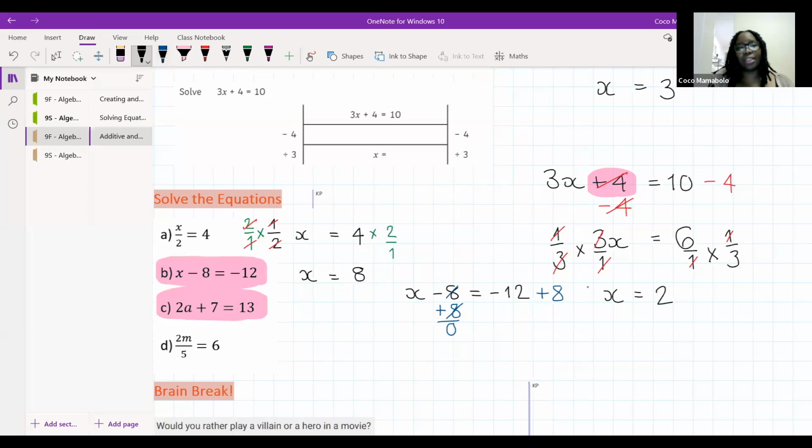What do I have left on my left-hand side? We're left with x. Good. X is equal to, and then I need to do negative 12 plus 8 on the other side. How much is that going to give me? It's negative 4. Excellent. So x is going to equal negative 4. You did that so beautifully. Just need to practice, okay? Because the more we practice, the quicker we're going to get. Yes, ma'am. Thank you. Excellent. Well done. Very well done, my sweetie.